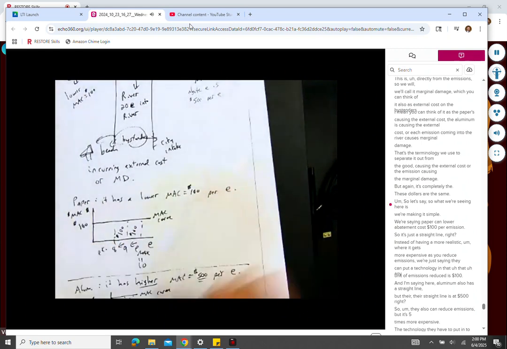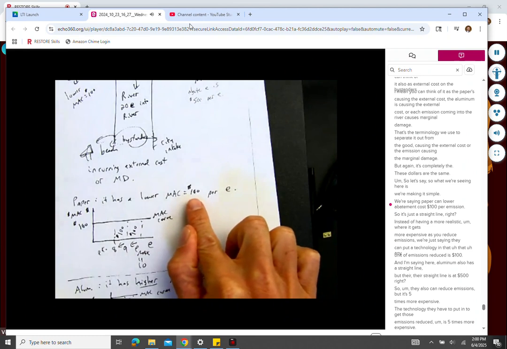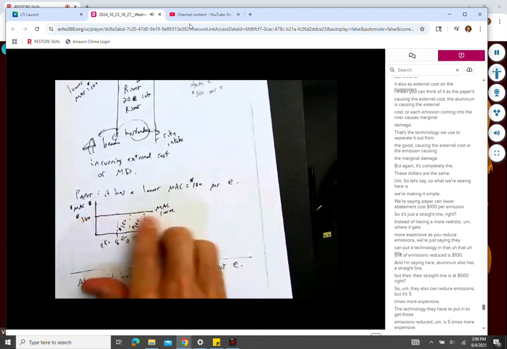So what we're saying here is we're making it simple. We're saying paper can lower abatement costs $100 per emission. So it's just a straight line, right?